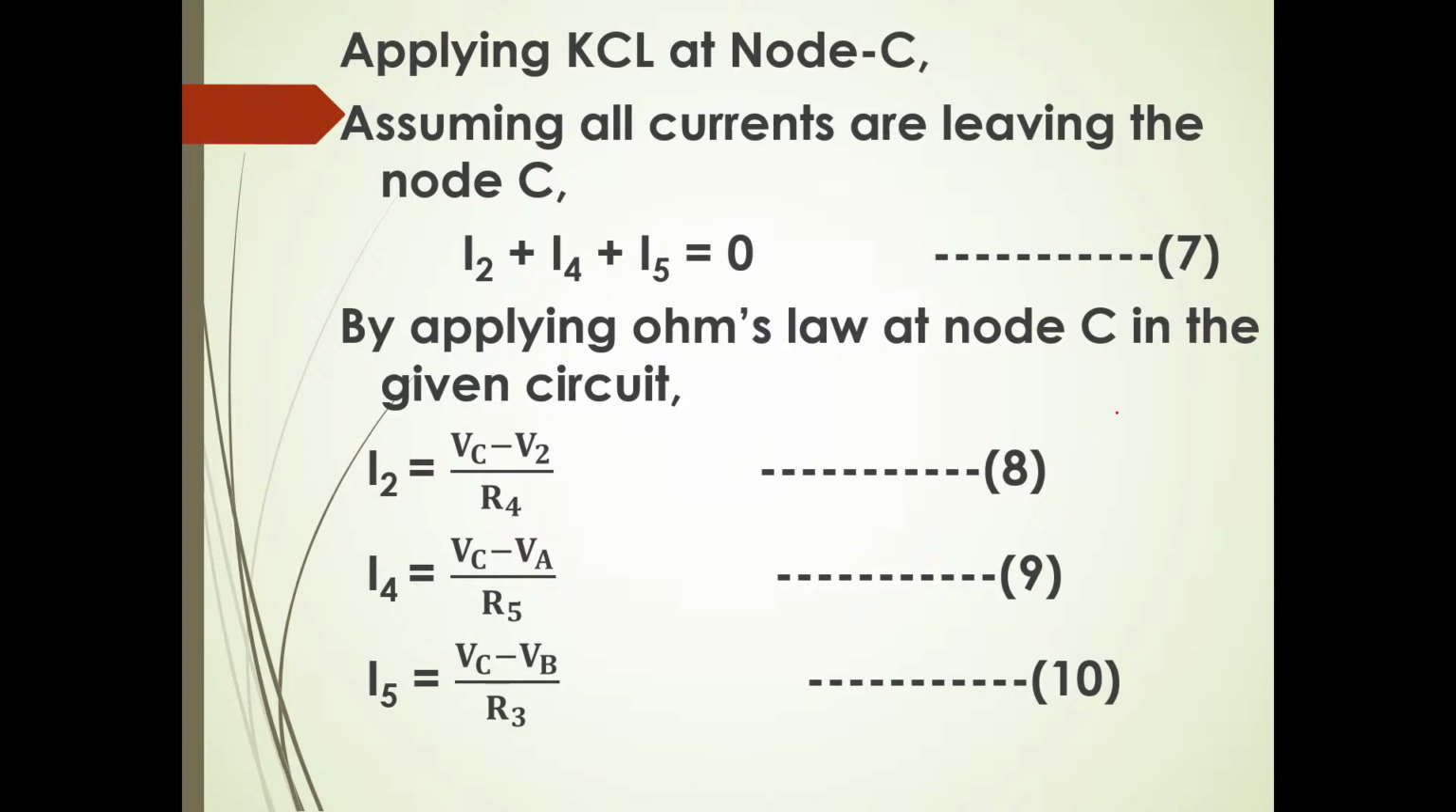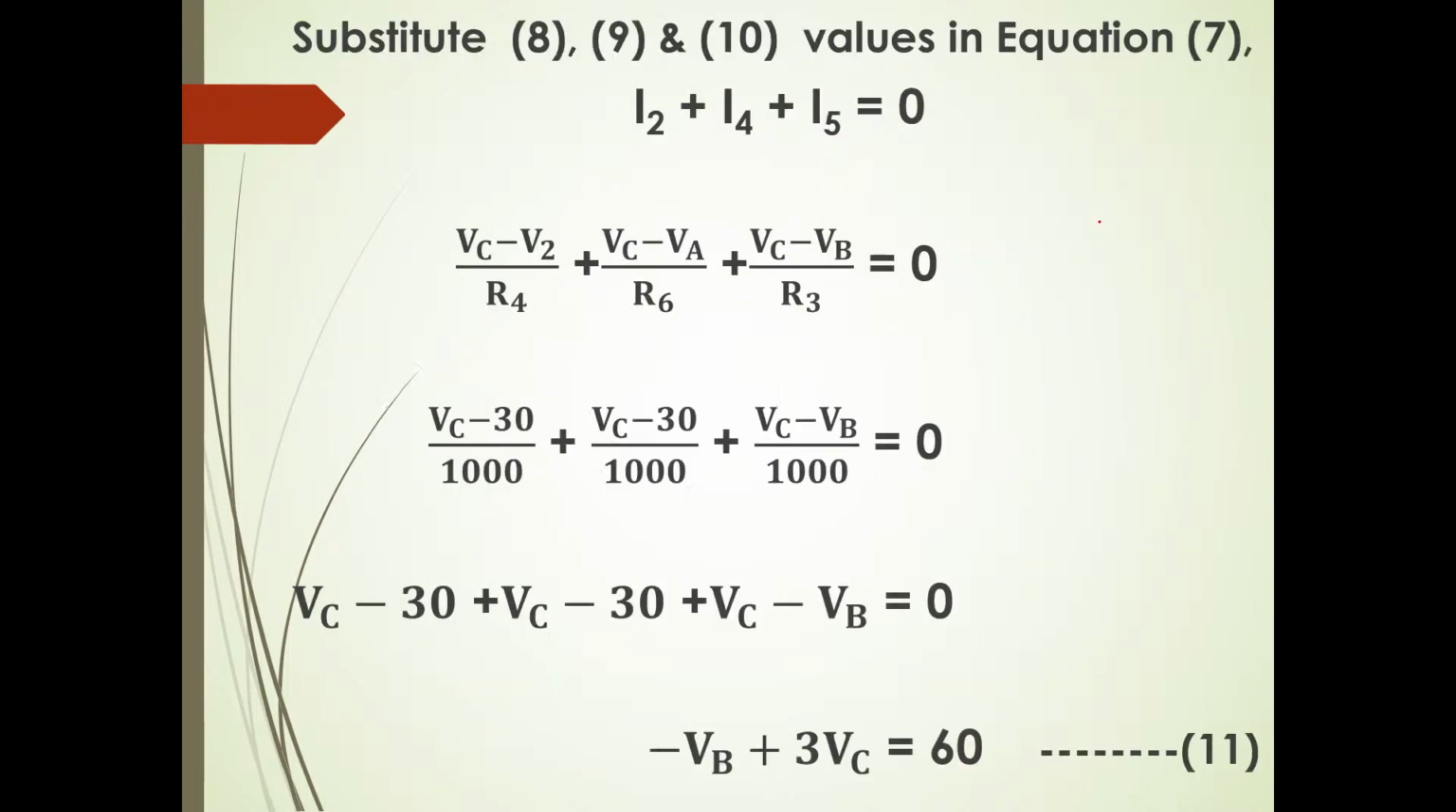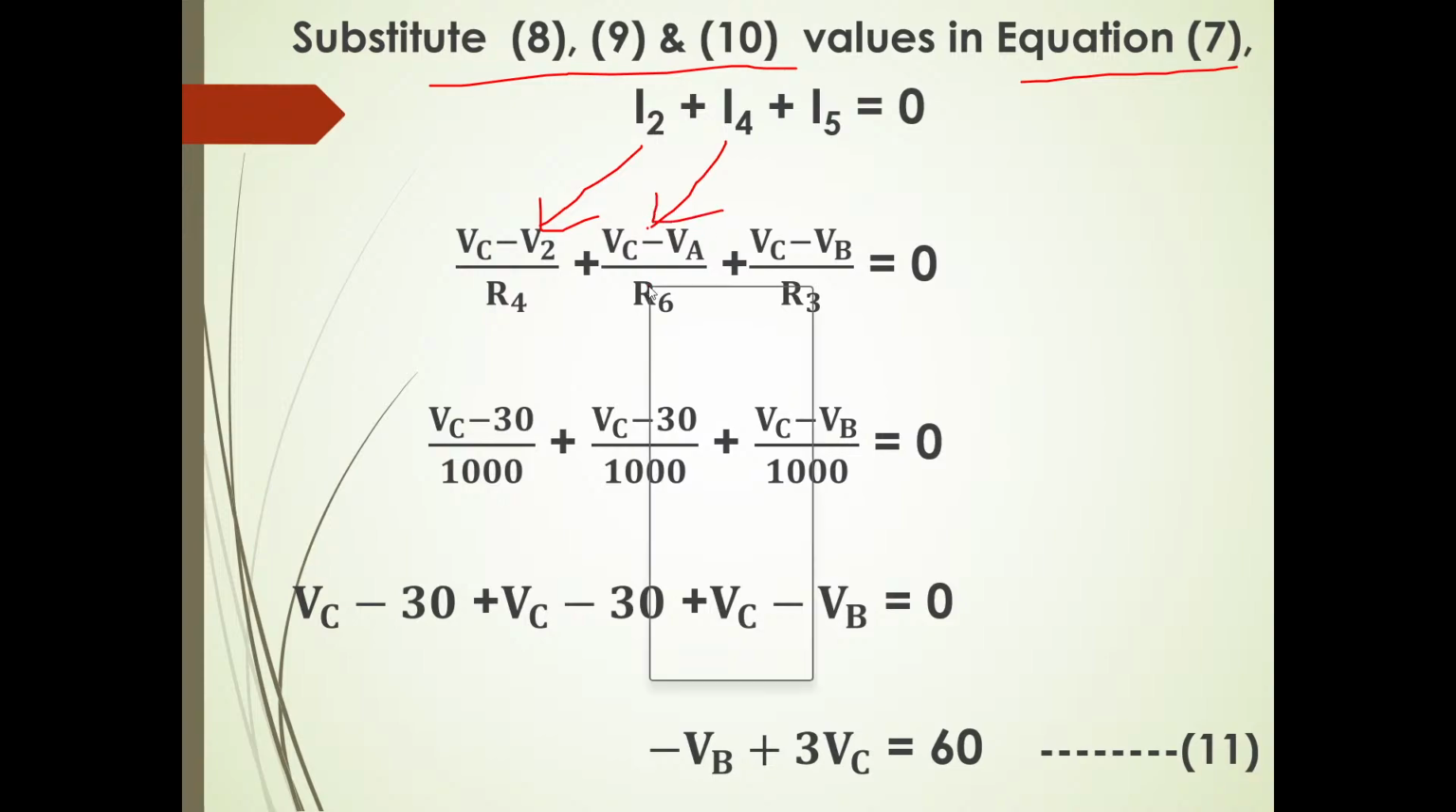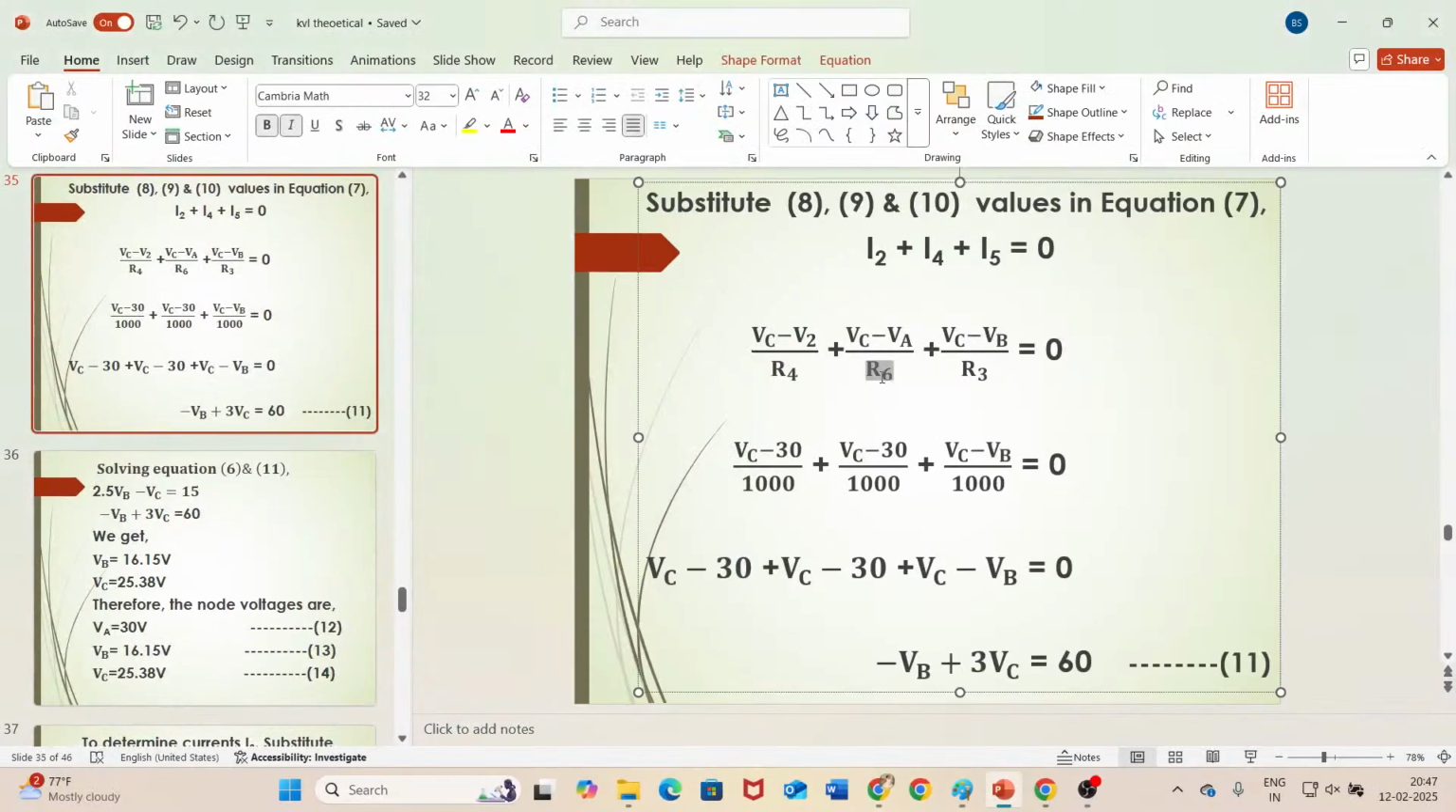Now substitute what? Substitute 8, 9, 10 in equation 7. Write down. Next step is substituting 8, 9, 10 in equation 7. If you substitute, what do you get? Instead of I2, what you should write? Vc minus V2 by R4. Instead of I4, Vc minus Va by R5; I have simply copied from the previous slide.